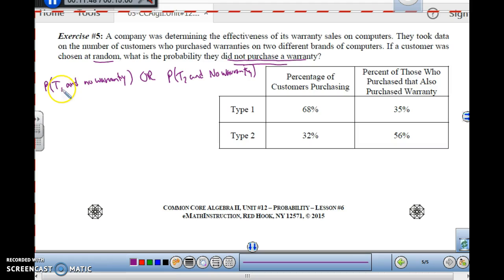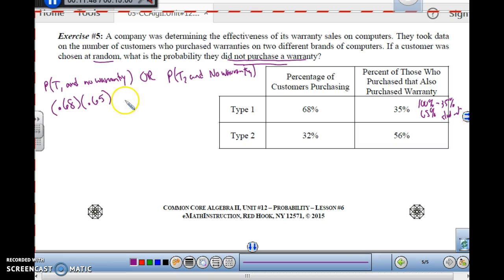Okay, so we have to figure out, first of all, the probability of picking a type 1 computer with no warranty. Okay, so how many purchased the type 1 computer? Well, it says 68%. Okay, so that's type 1, 68% right there. Now, it says percent of those who purchased it also purchased a warranty is 35%. So if 35% purchased the warranty, how many did not? Well, remember, not purchasing would be from 100%. So it's 100% minus 35 would be 65% did not. So no warranty will be 0.65.